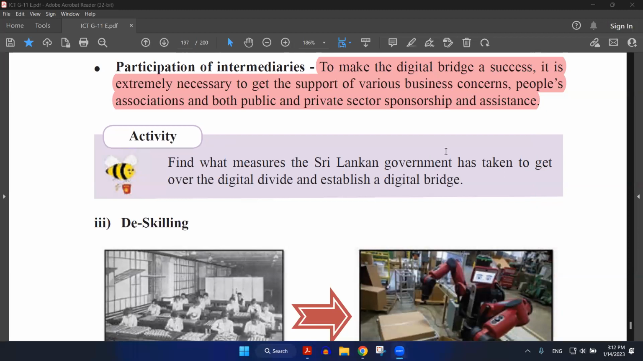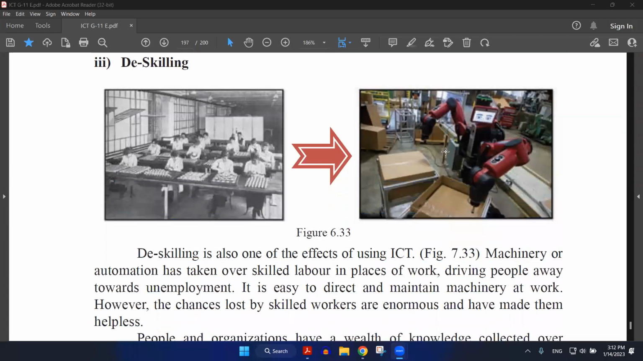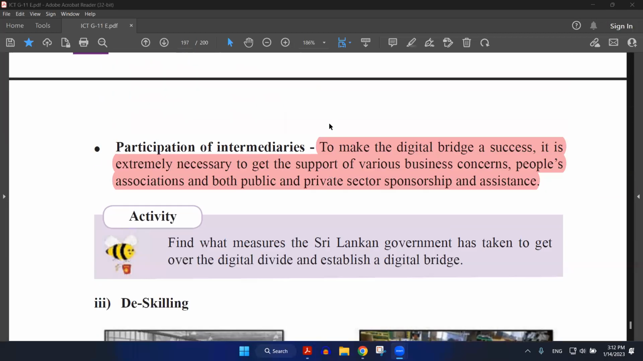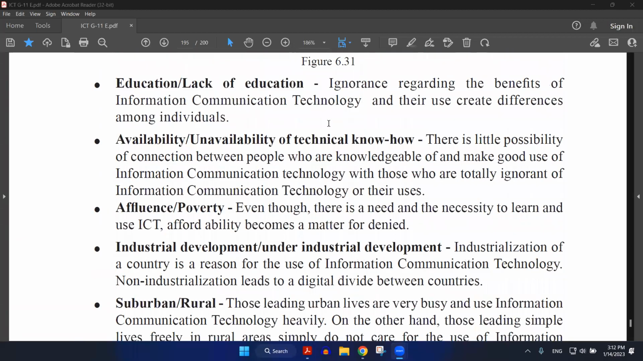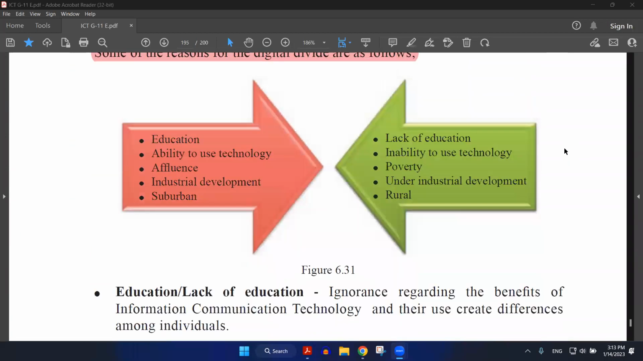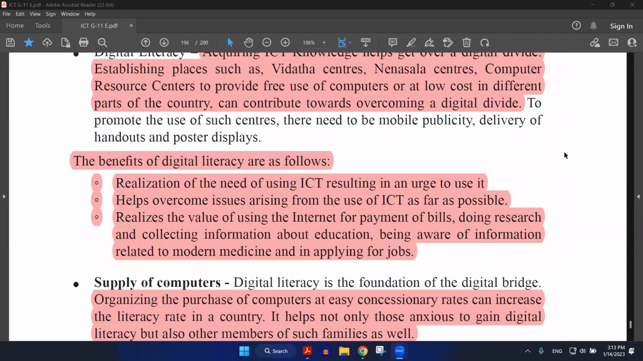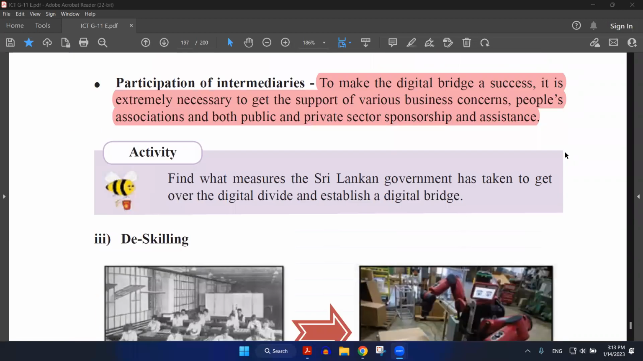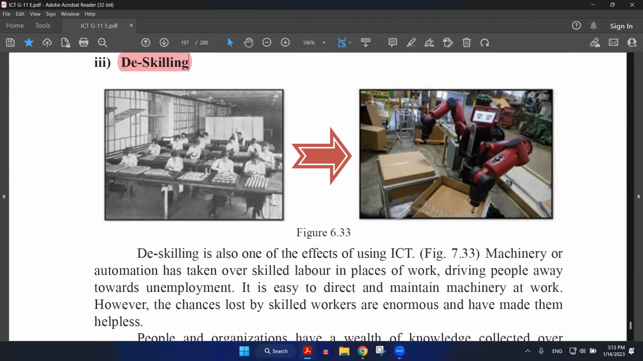Okay, people, we are moving forward. So the second one, don't get jumbled, people, right? We are under the social issues. We talked about the digital divide. That's the first issue. We were under that topic for a long time. Then the second point under the social issue is called de-skilling. It's not the third one, it's the second one, right? De-skilling.